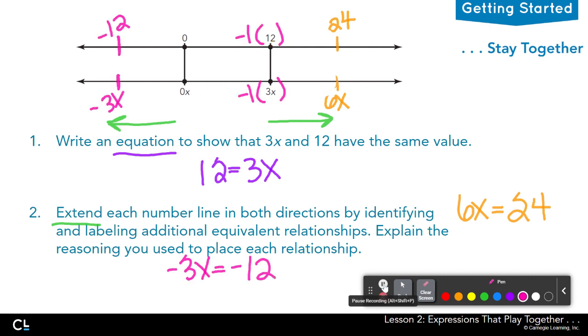Now for my extension in the opposite direction. Notice in pink, I multiplied both sides of the equation by -1. And remember, those parentheses mean multiplication. 12 times -1 gives us -12. And notice what happened to those numbers. They reflected over our origin, over the 0. 3x times -1 then also gives you -3x. Hence the equation, -3x is equal to -12.